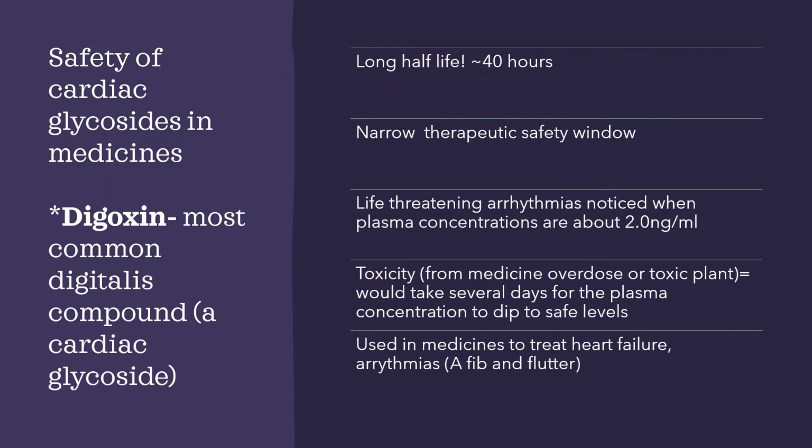So cardiac glycosides are used in veterinary medicine to help our patients with heart failure, and those that have certain arrhythmias like atrial fibrillation and atrial flutter. We use digoxin, which was found from the foxglove.